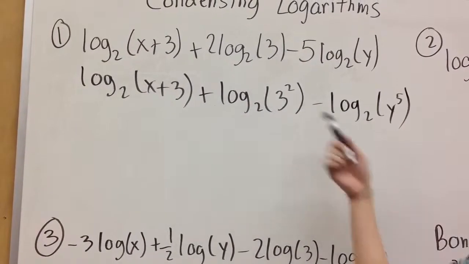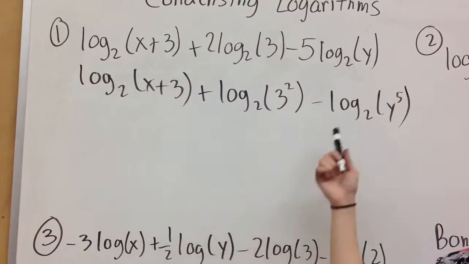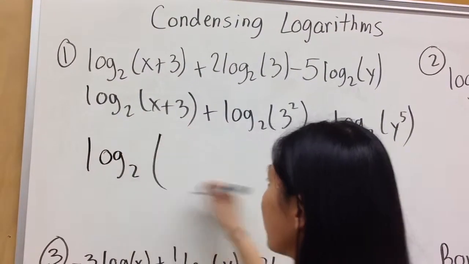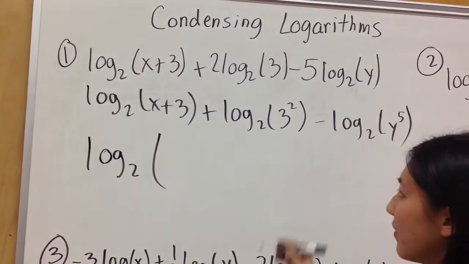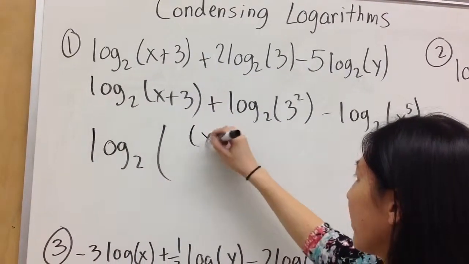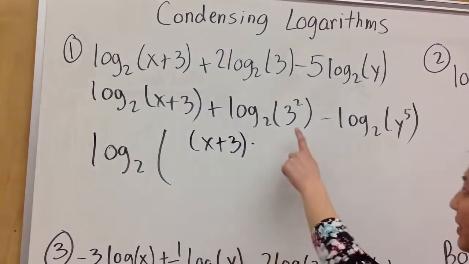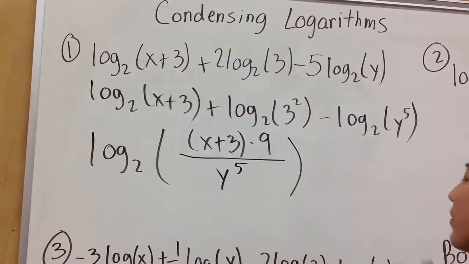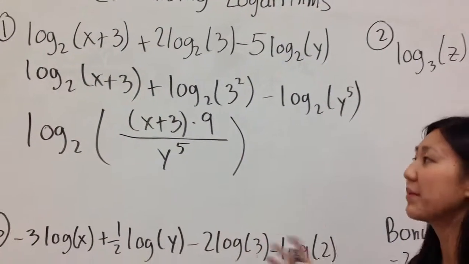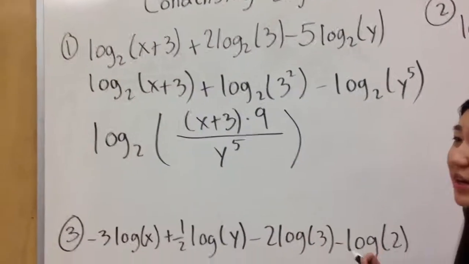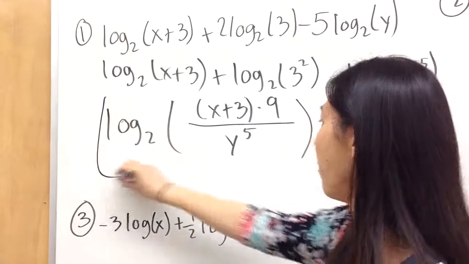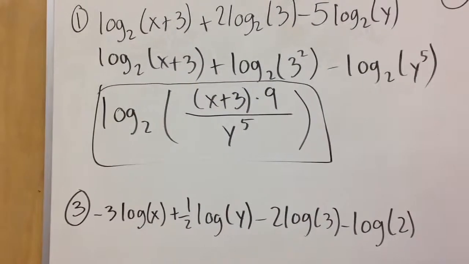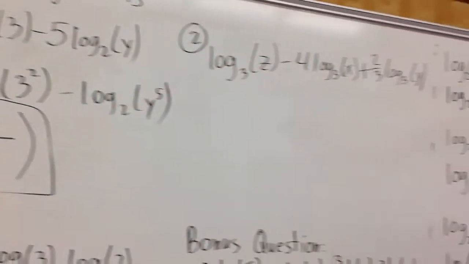All right, now I'm going to look at the plus and the minus. This becomes multiplying, that becomes dividing. So we're going to have log base 2. On the top, I'm going to have this x plus 3 times, this is going to be 9, all over y to the 5th. And if you really want, you can write the 9 out in front. It doesn't really matter. If you really want to distribute it, you can, but this is perfectly fine. All right, so that is my first problem. Done. Okay, let's look at our second example.